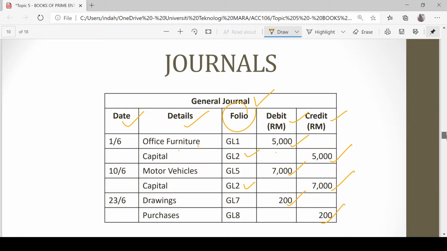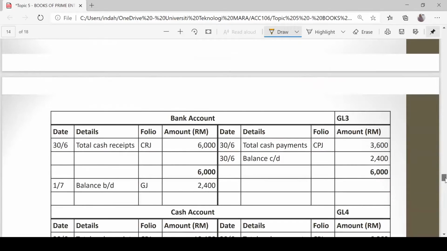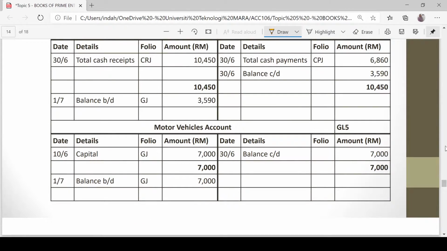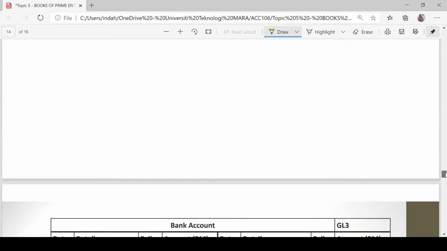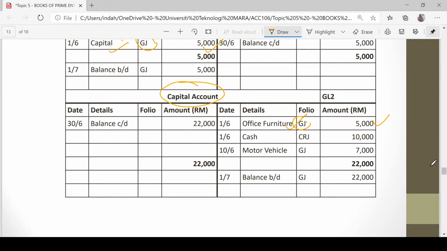Next transaction is for motor vehicle, and the next one is drawing and purchase. So we have motor vehicle. We debit motor vehicle 7,000. For capital, we look at the capital account, and we have motor vehicle 7,000. Why does motor vehicle not come after office furniture? Because I record according to the date. Actually, I record date by date.